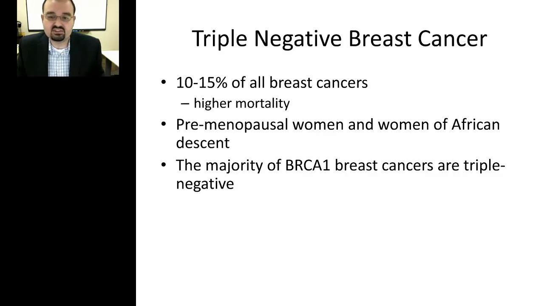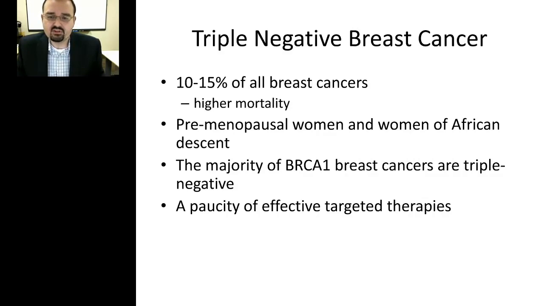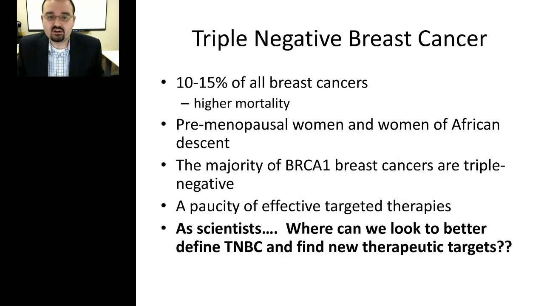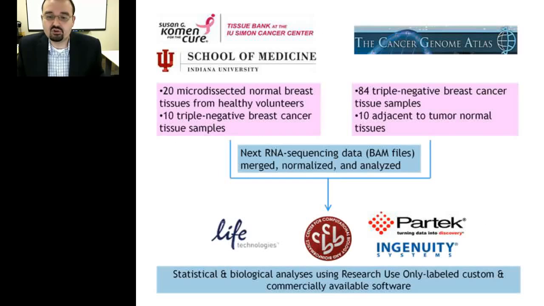But another 15 to 20% or so of breast cancers are what we call triple negative. These are patients who are negative for ER, PR, and HER2. In addition to standard chemotherapy, there are no targeted agents currently available. This lack of targeted agents has actually translated into a poor overall survival.